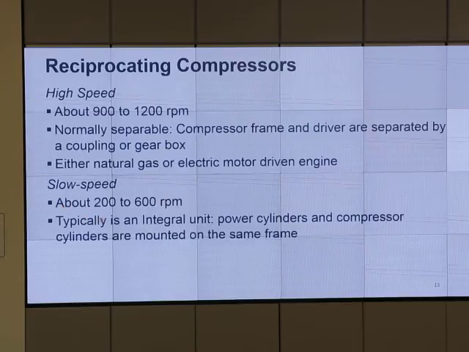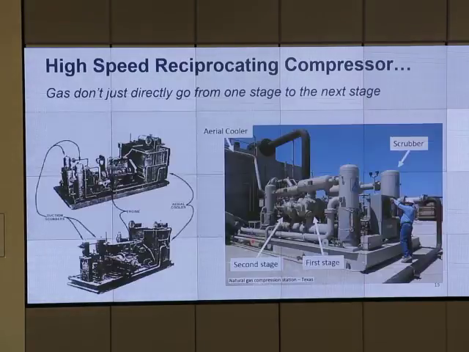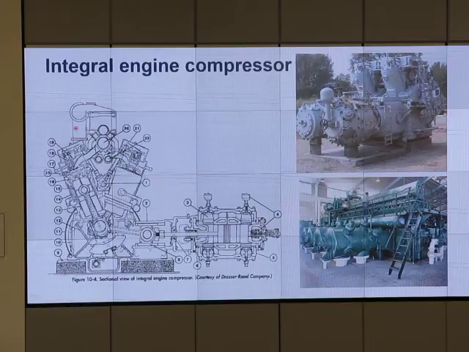For low speed, typically it's an integral unit. For the integral unit, the power cylinder and compressor cylinder are mounted on the same frame. What is that mounted on the same frame? Let's take a look at the picture. Integral unit or integral engine compressor. Everything is on the same frame. You see, you cannot separate them from each other. So that is low speed. Everything is integrated into one unit. So we have integral engine compressor.